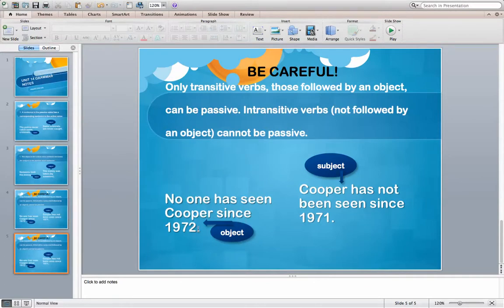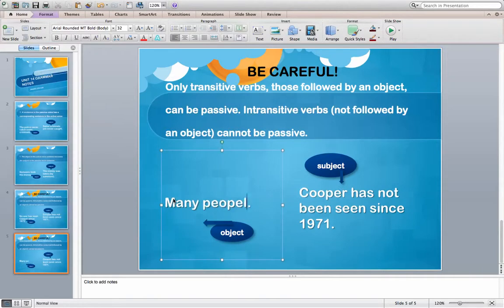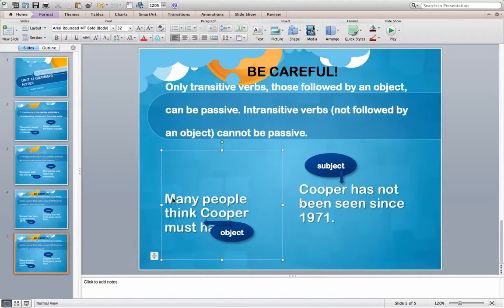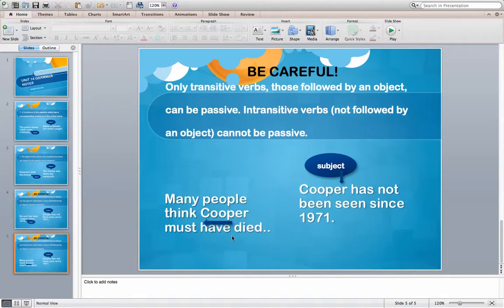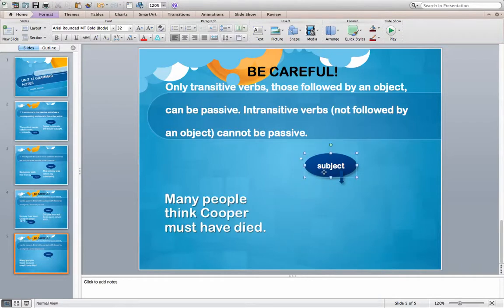Okay, so I'm going to say, many people think Cooper must have died. There's no object there, right? The object isn't there, so I'm taking all this away. Okay, that's an intransitive verb. There's no object. So I can't do any of this. I can't make a passive.